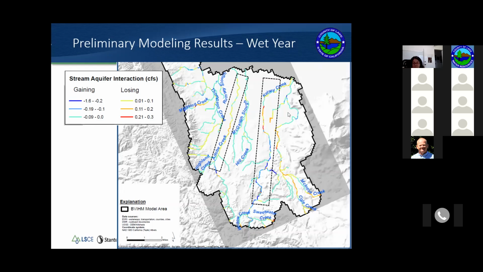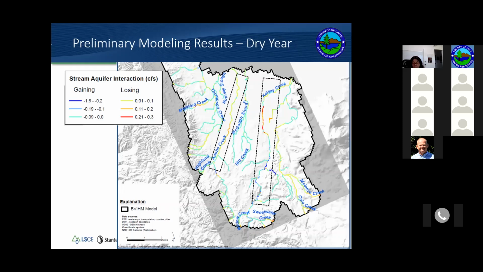I highlighted Kelsey Creek in this kind of triangle, as well as rectangle, as well as Adobe Creek, just for us to compare. We're looking at a wet condition here, so this is a wet year, and the budget you're looking at is just the average over the whole year. On average, over the whole year, spring and fall, in a wet year, what happens?